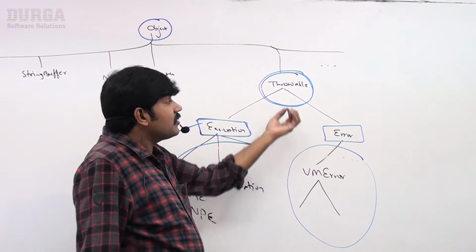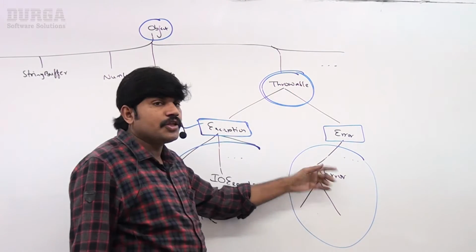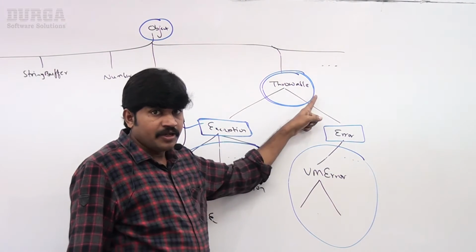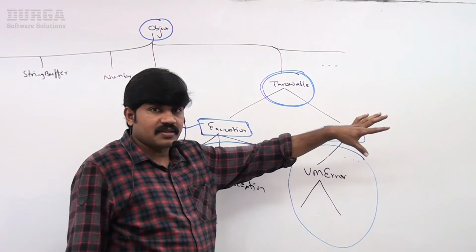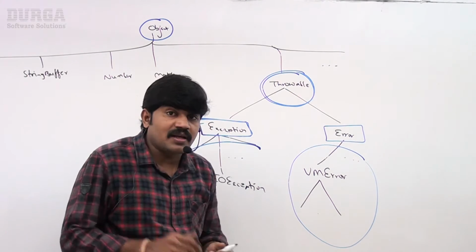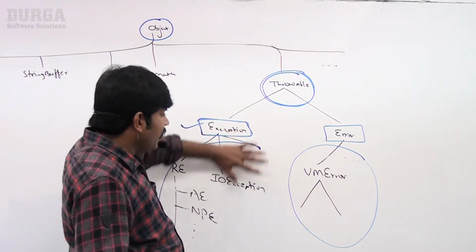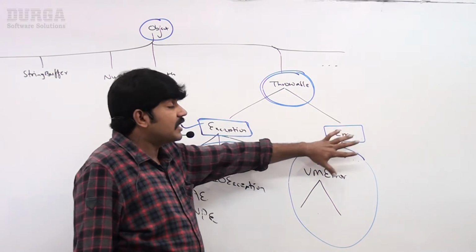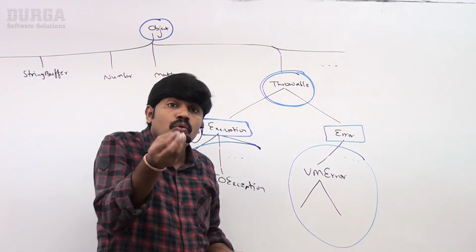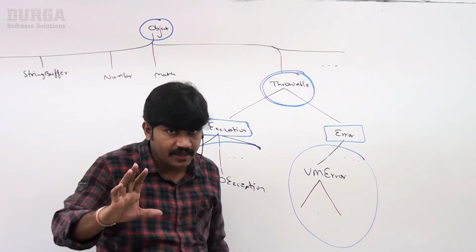So when these methods are available, it is the parent, right? Because it contains common methods. So the Throwable class contains the most common methods which are required for all exceptions and errors. That's why the Throwable class acts as the root for the Java exception hierarchy.